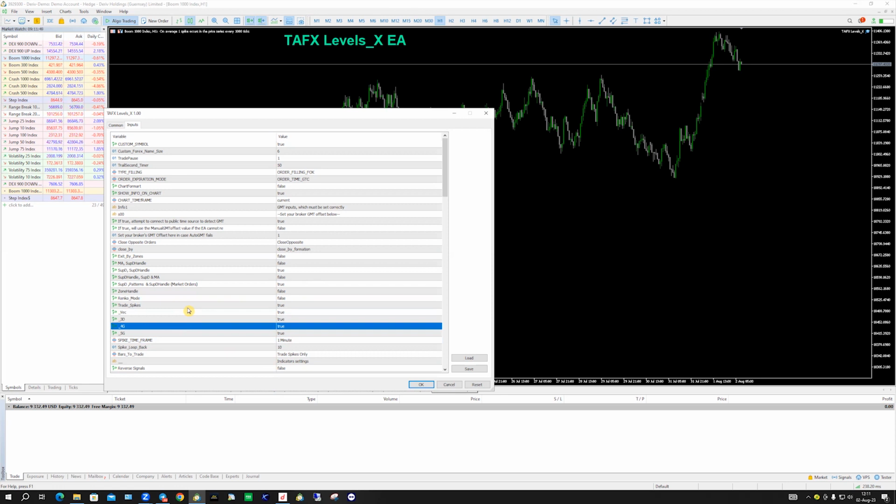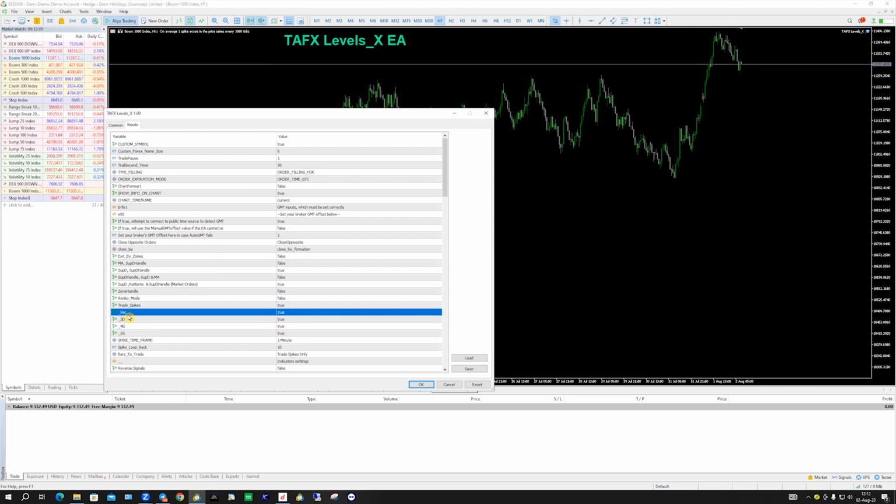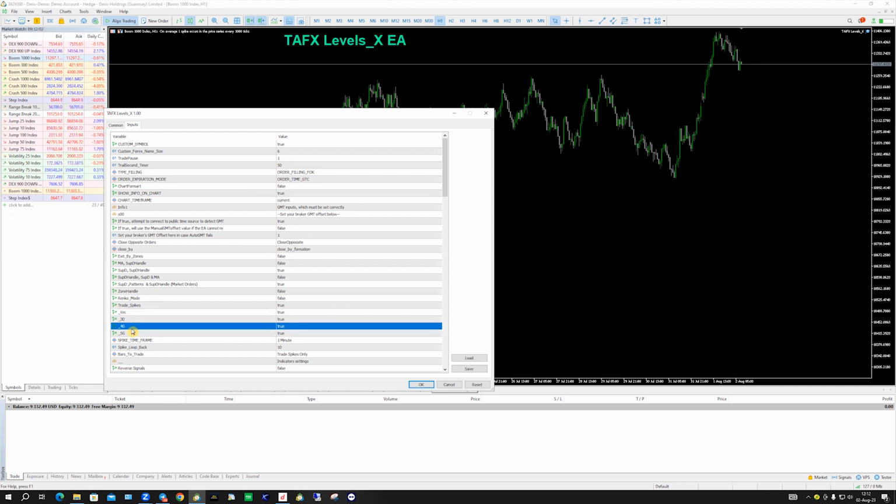So you don't have to attach them anywhere, because that is the work of the EA to detect the spikes. That's why it is also a spike detector. So the spike detectors are vector, 3G and 5G.